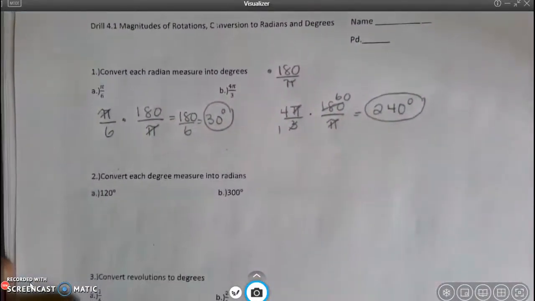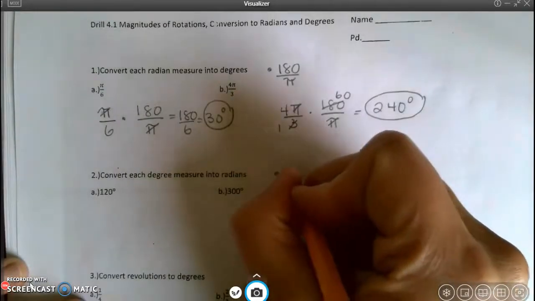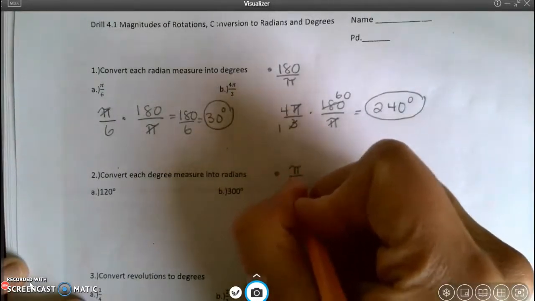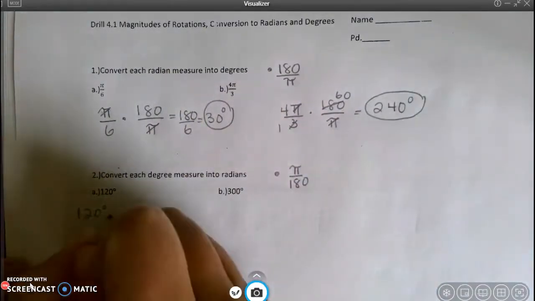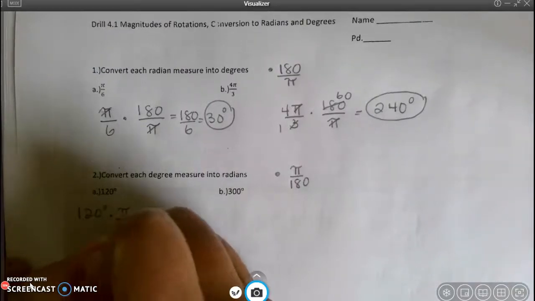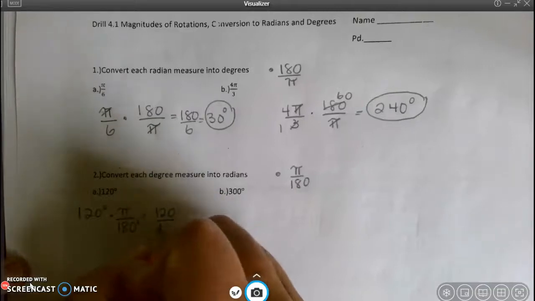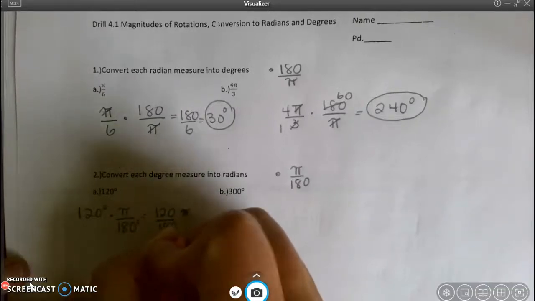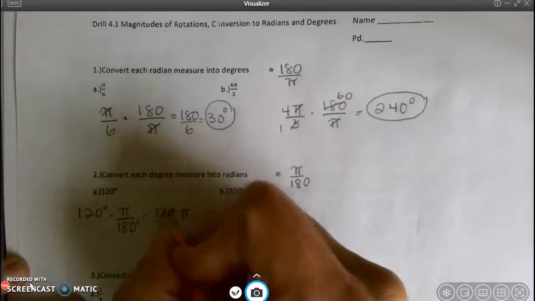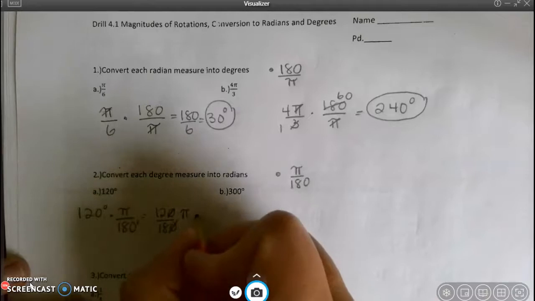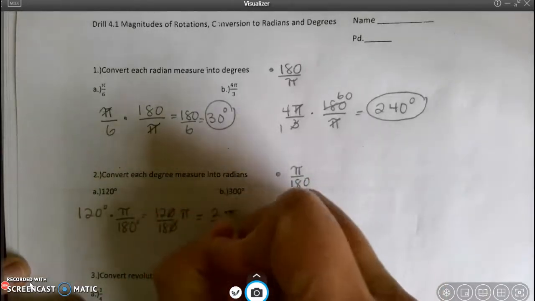For number 2, I'm asked to convert each degree measure into radians, so I'm going to be multiplying by pi divided by 180. So I have 120 degrees times pi over 180. So I have 120 divided by 180 pi. They can both be divided by 10, and 12 and 18 can both be divided by 6. So I'm left with 2/3 pi.